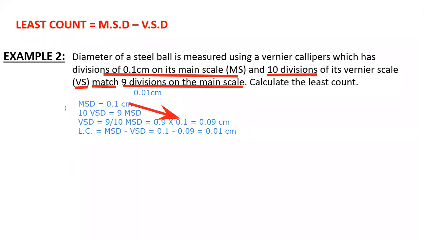Yes, sir. Then I need the VSD value. So I will shift 10 to the other side. That will become 9 by 10. Then MSD I already know, 0.1. So 9 by 10 is 0.9. MSD value is 0.1. I multiplied it. I got the answer for VSD. Then we just subtract it to get the final answer. Is it clear? Yes, sir. Thank you, sir. Welcome.